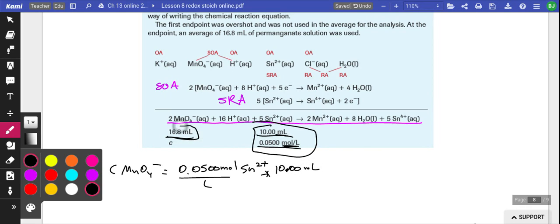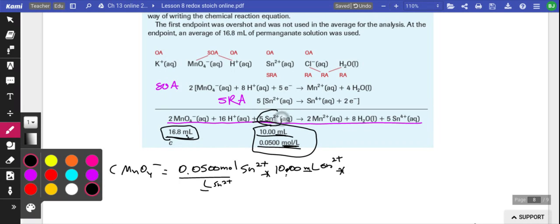Weak students will put this volume in here instead. They don't pay attention to the volumes, which one belongs with which. So sometimes I say to students, if you're really weak, you can put moles of tin 2+ per liter of tin 2+ times 10 milliliters of tin 2+, and that just helps you to keep track of those volumes. That's optional. Okay, so now I've got my moles of tin 2+, and I want to convert it to permanganate.